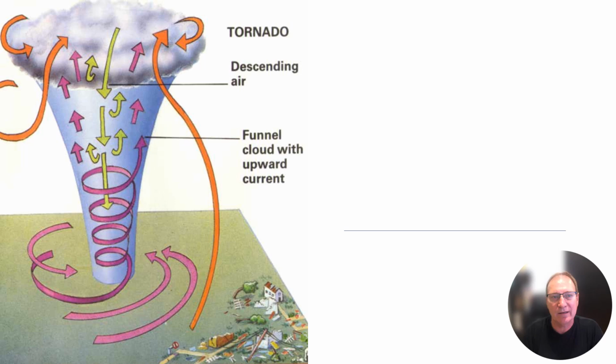This is just another example of a tornado. Again, we have ascending air and descending air, and that creates a counterclockwise rotation, and leads to what can be a truly catastrophic type of event.